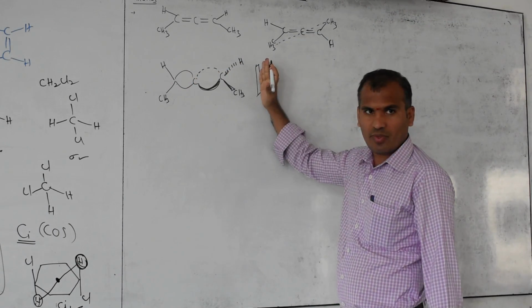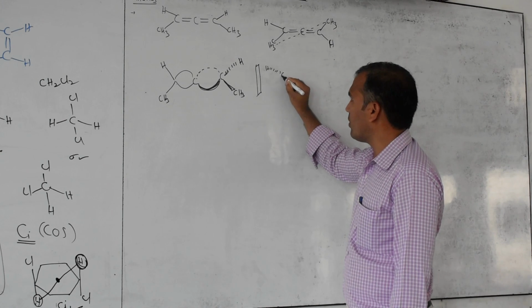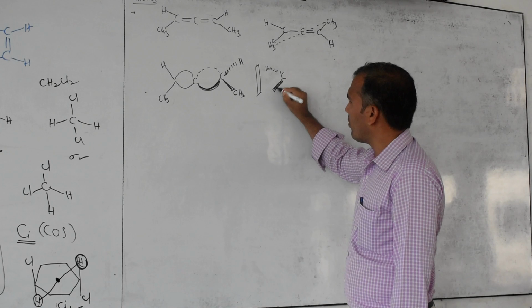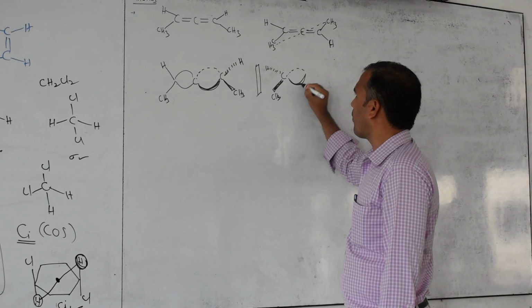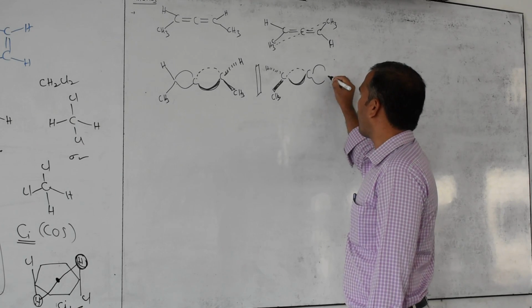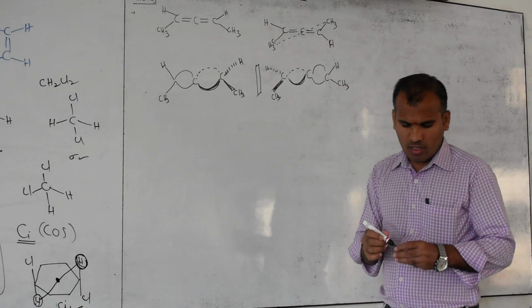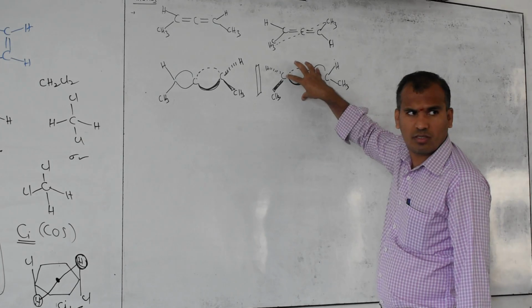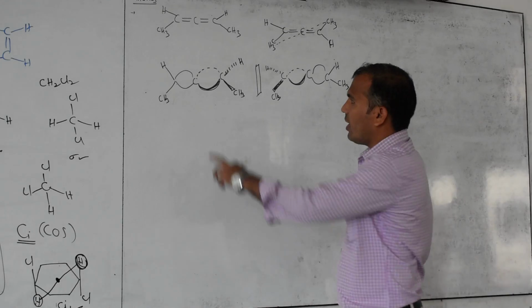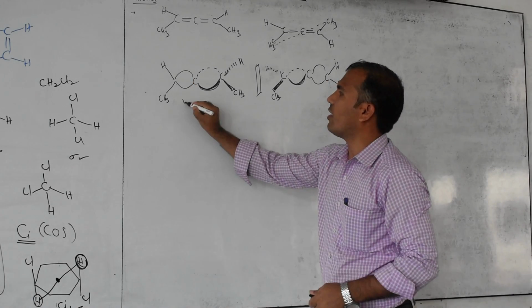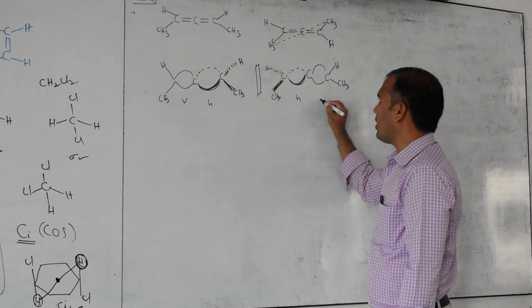Now for this mirror, then H, carbon, CH3. Clear? Now pick up this, place it on this. Then what do you get? Here vertical, this is vertical, this is which one? Horizontal. Then here what is there? Horizontal. Here what is there?